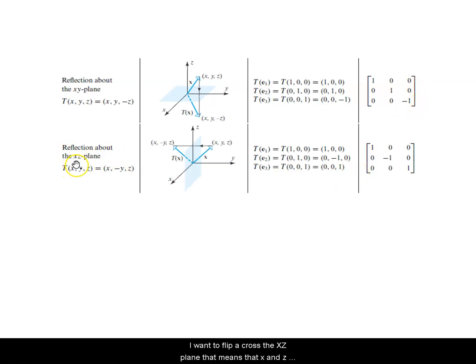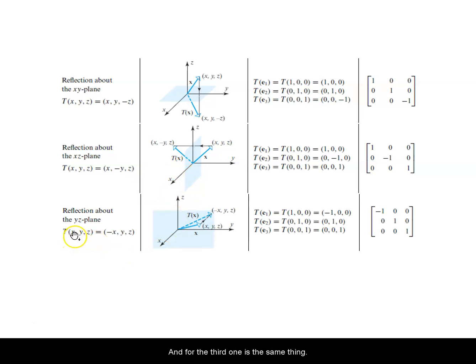If I want to flip across the xz plane, that means that x and z need to remain the same and y needs to change. So if we're going from here straight to here, z stays the same, x stays the same, y is the one that is changing, okay? Again, the xz plane is the up and down plane with the left and right plane, but I need to go across the y-axis, so that is the one that is going to change sign. And for the third one, it's the same thing. If I want to reflect across the yz plane, it's the x's that are changing, so that is what needs to become negative.